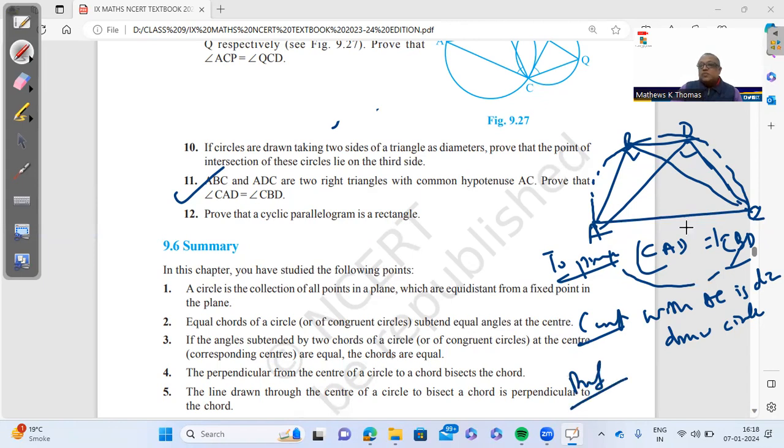Now, the proof is very simple. Once we draw the circle, we know that angles in the same segment are equal. So, if you take CD as the arc, angle CAD will be equal to angle CBD, because angles in the same segment are equal. So it becomes a one-line proof. If I draw the circle, CD is the arc, and angle CAD will be equal to CBD. Angles in the same segment.